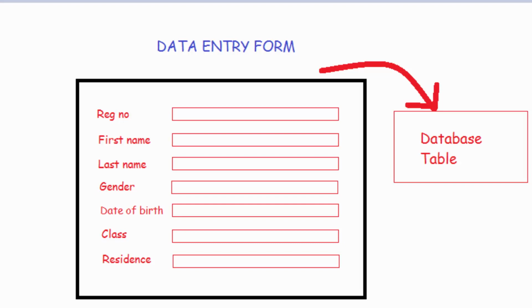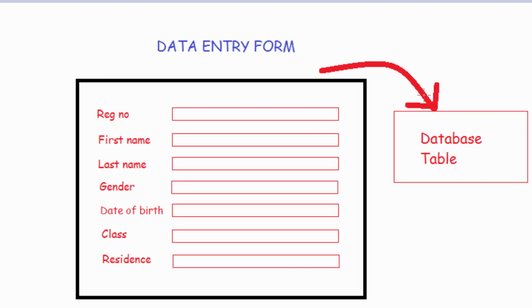One of the reasons why we don't allow users to interact with the database is to ensure that there is integrity of the information in the table. Nobody can sneak in and delete or change something in the table. So using a form protects the table from any form of manipulation.